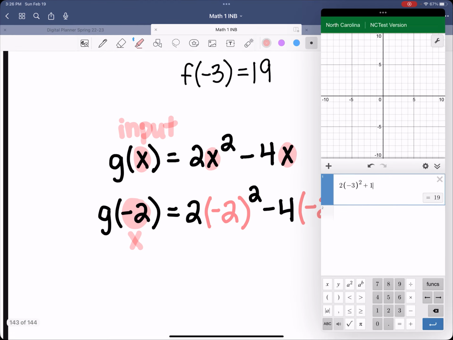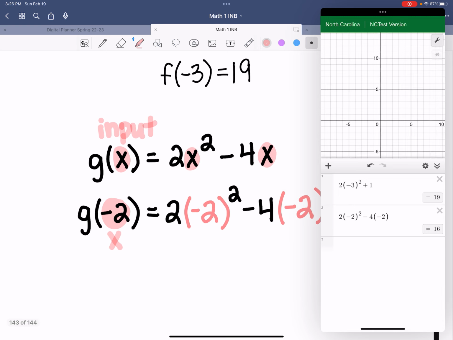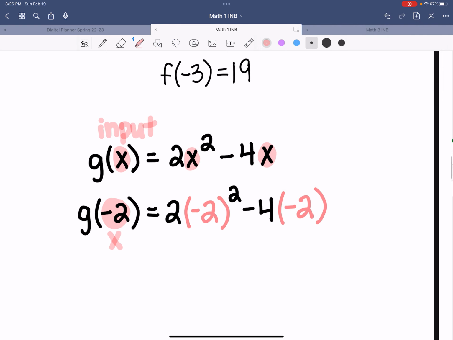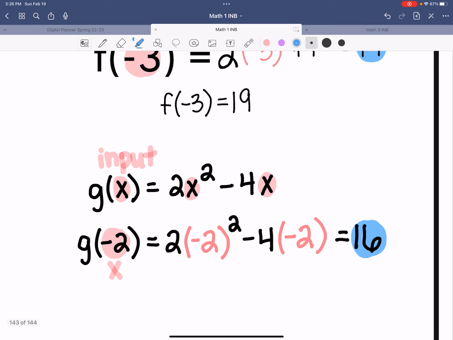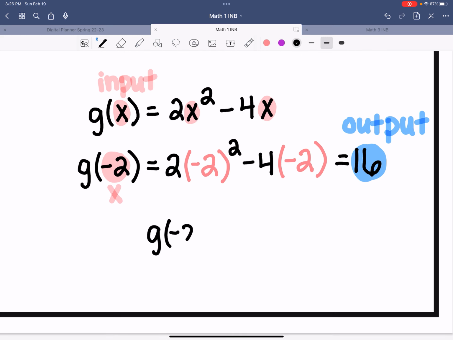So I'm going to put this on the side over here. So we have 2 times -2 squared minus 4 parentheses -2. And we get an output of 16. So once we have that output, we now know what we get from the input. So this is our output. All right, so basically we say g of -2 equals 16. So that's just a kind of review from the previous lesson.